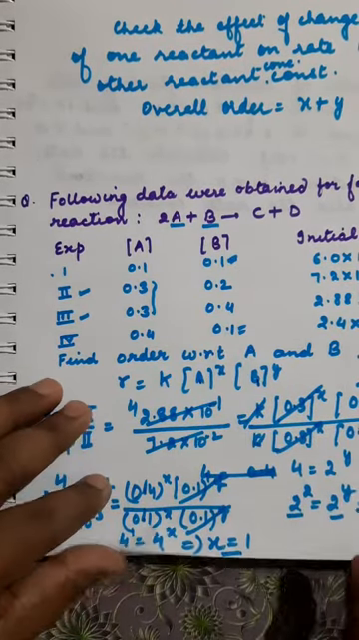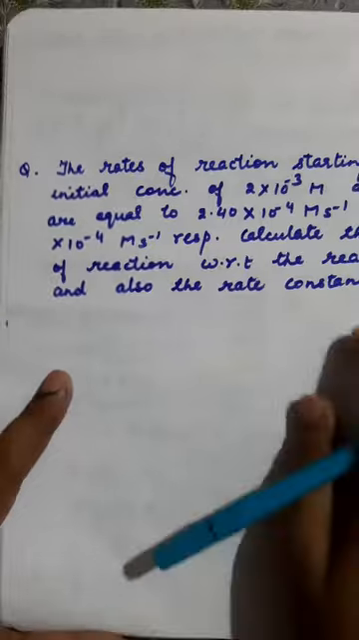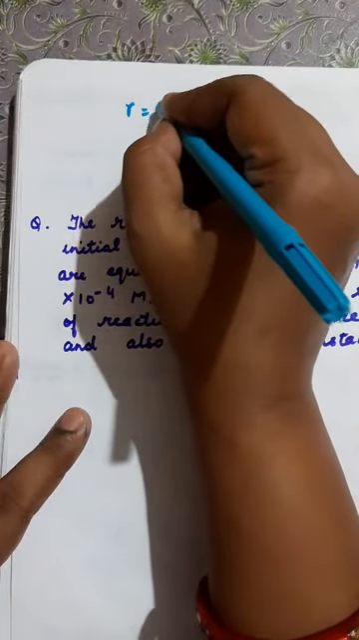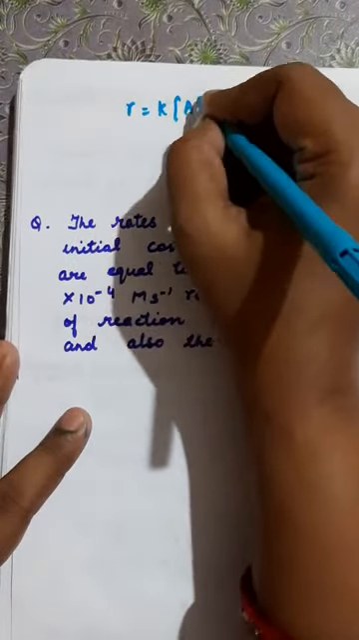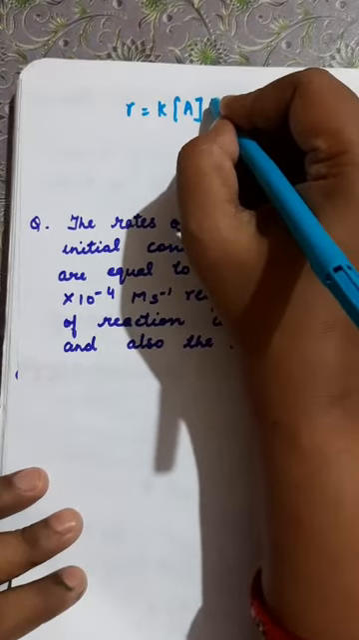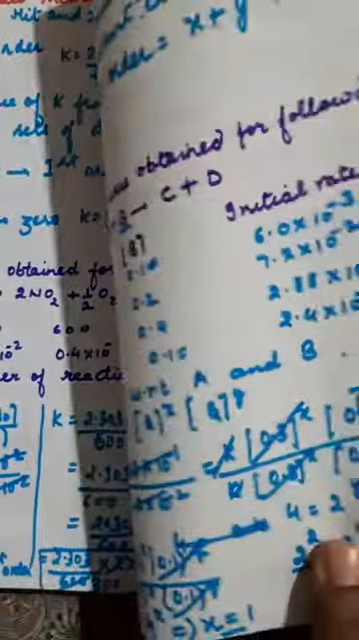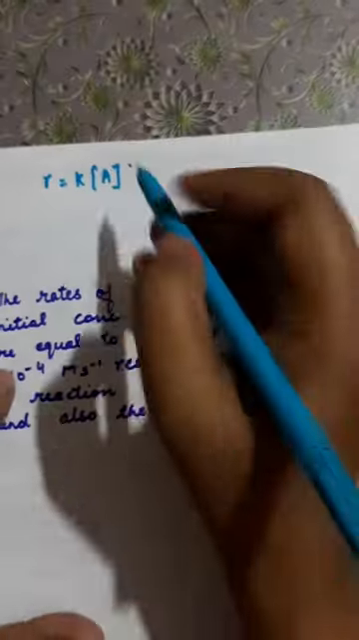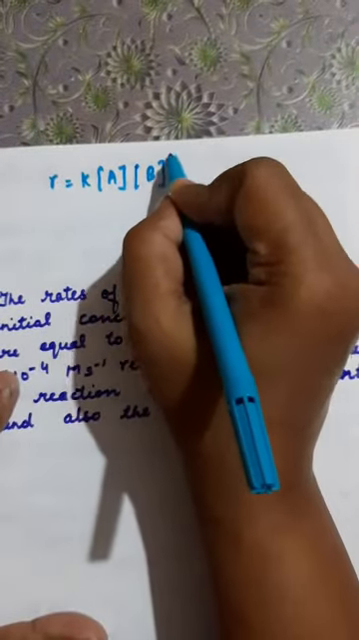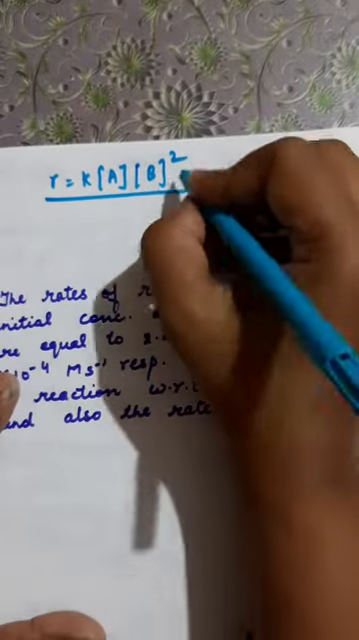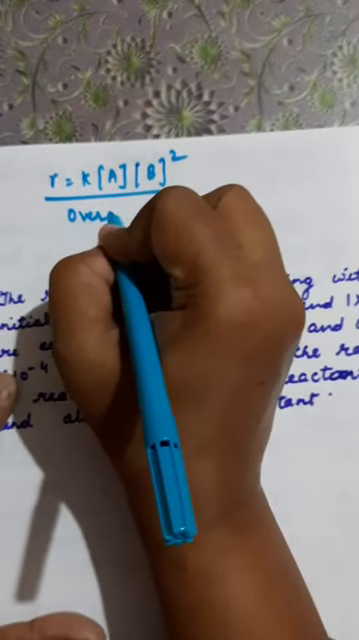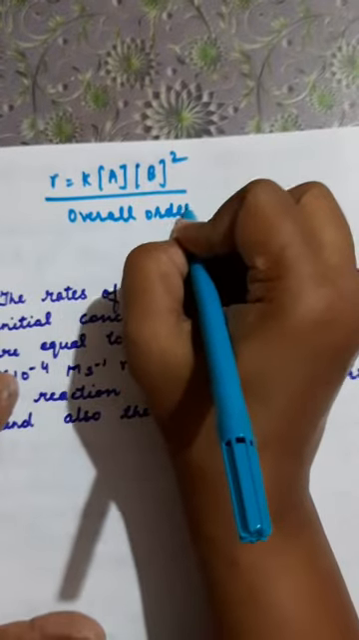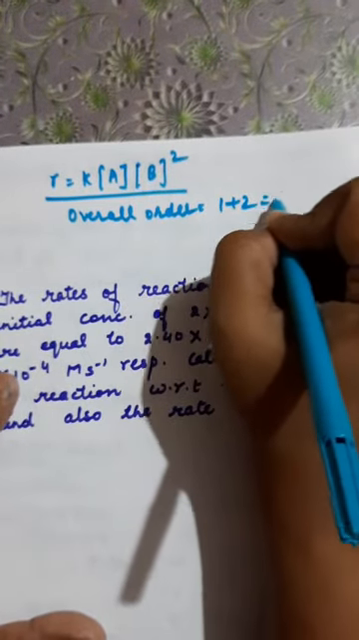Now we can write the rate law here. So rate is equal to K, A to the power, see what was the order with respect to A, 1, and B, 2. So A to the power 1 and B to the power 2. So this is the rate law. So the overall order of this reaction is 3. Overall order is equal to 1 plus 2 is equal to 3.